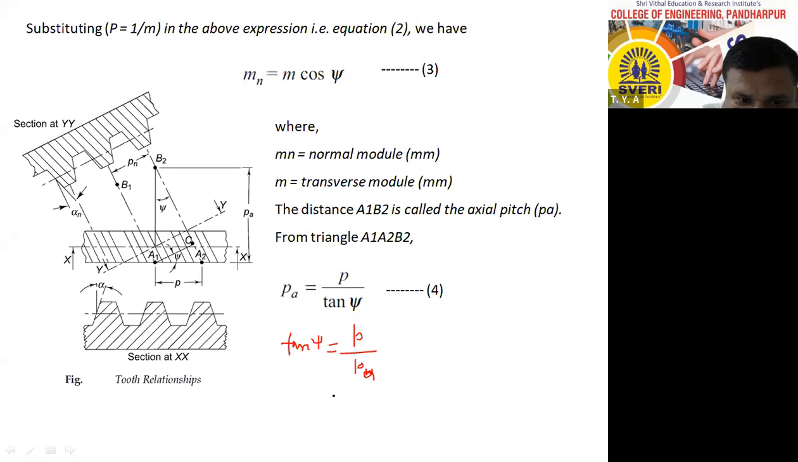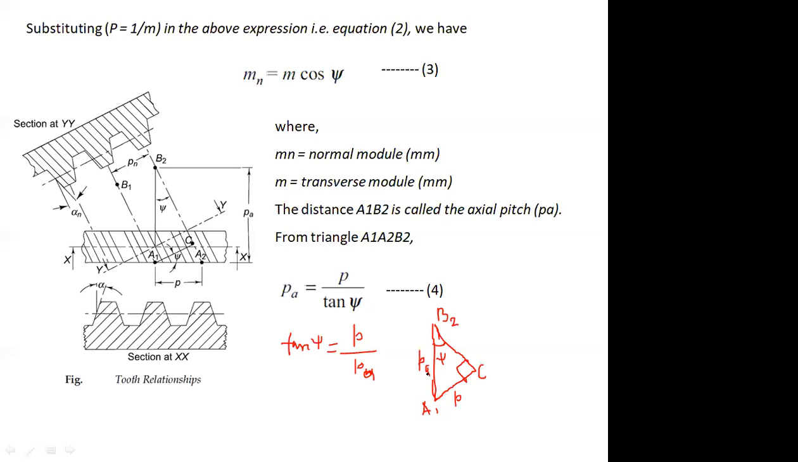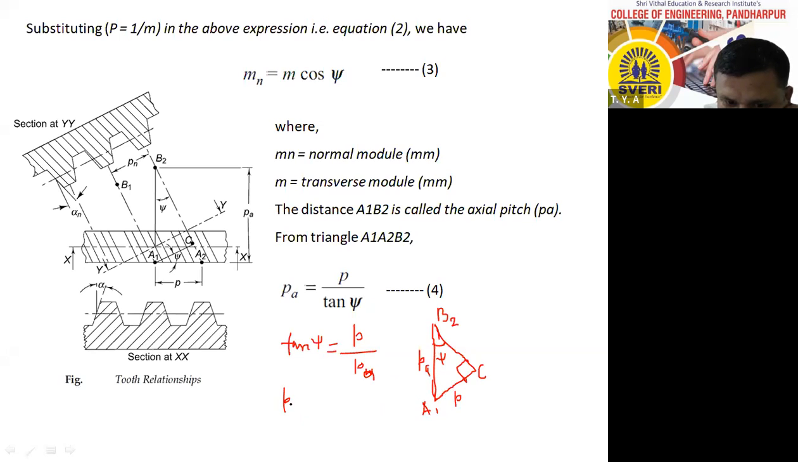I will draw this triangle separately. This is right angle A1C. This is B2. This is the angle psi. Therefore, this is P and this is PA. Therefore, tan psi is equal to P divided by PA. Therefore, PA is equal to काय येणार? P upon tan psi. समजलं का?